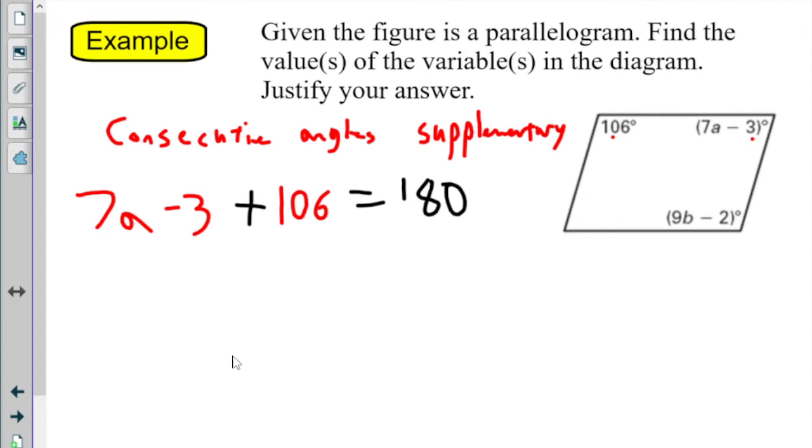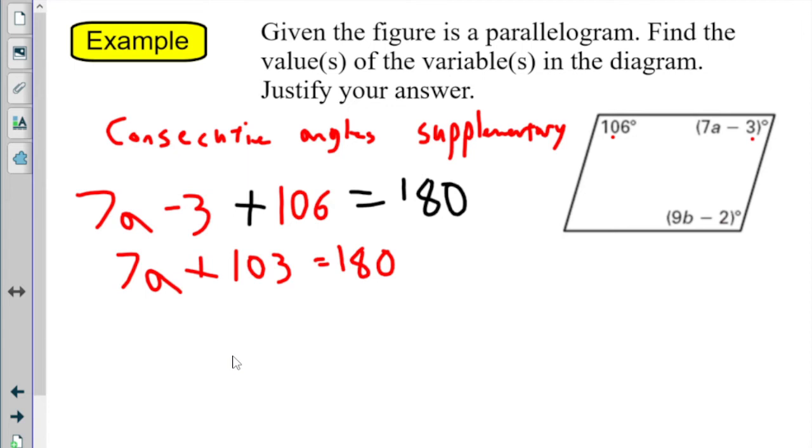So then we're going to solve 7a minus 3 plus 106. We're going to combine these together since they're on the same side. That's going to be 103. I won't solve all of these step by step, but this is the first one, so we'll go through it in detail here.